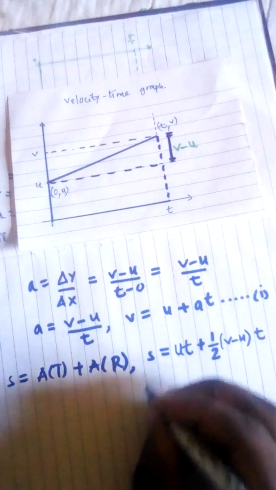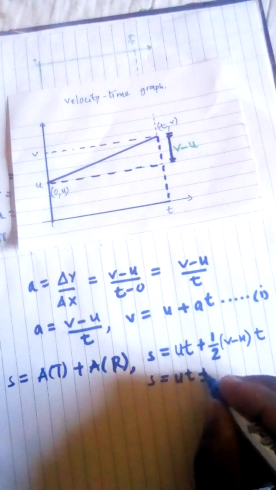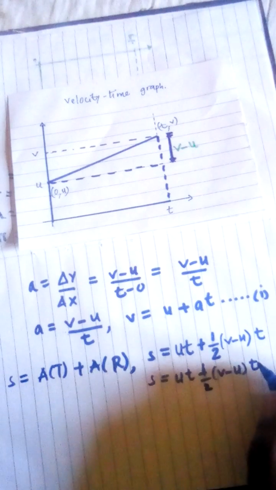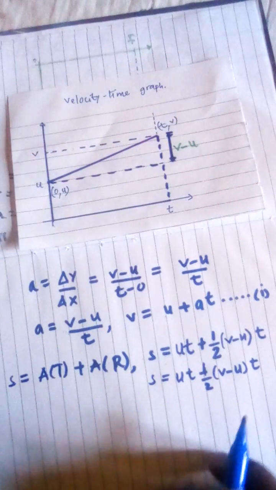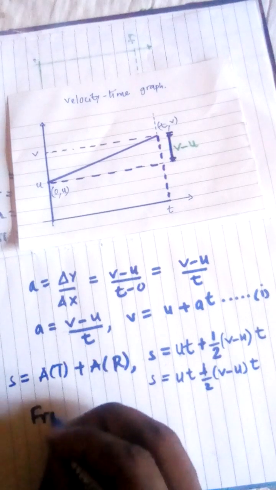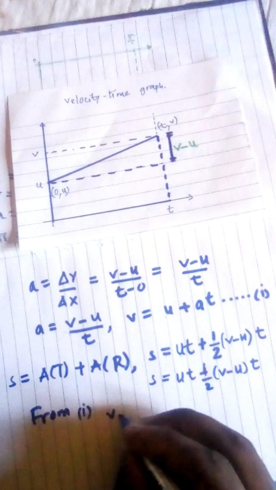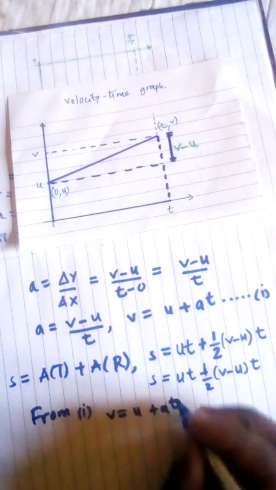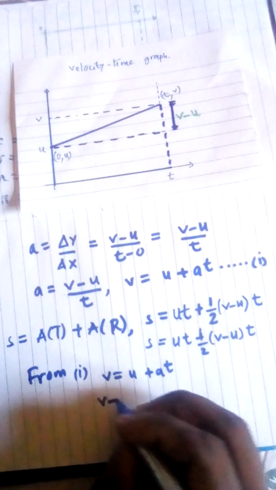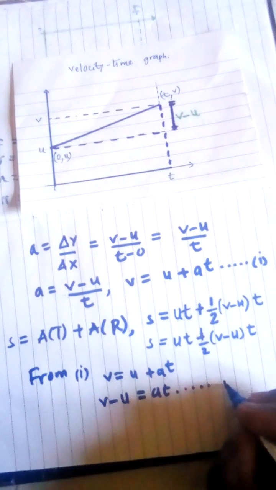And then we can just go ahead and do the rest of the things. So s is equal to ut plus half (v minus u) then t, and from the first equation, or from equation 1, which is v is equal to u plus at, v minus u is basically at, and we say this is the third equation.